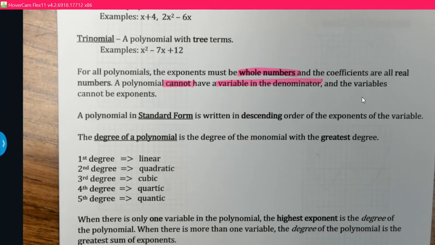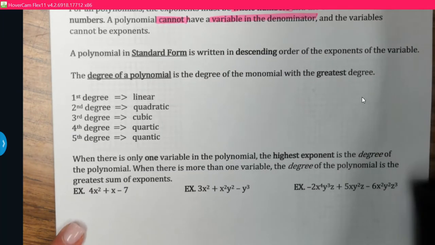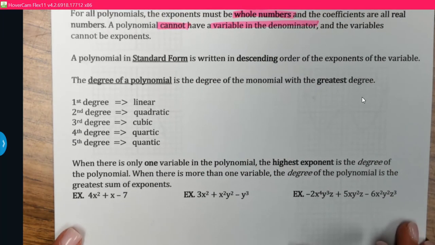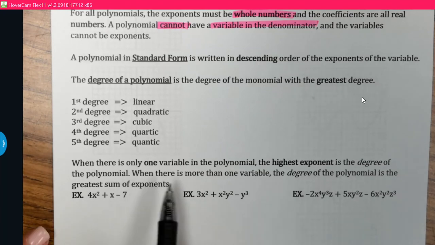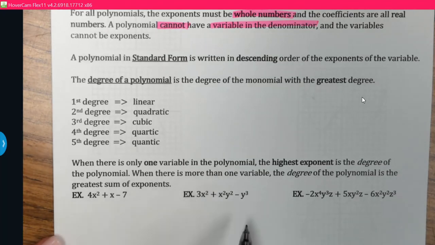So if you are given a polynomial and it asks for the degree, when there's only one variable in the polynomial, the highest exponent is the degree of the polynomial. When there is more than one variable, the degree of the polynomial is the greatest sum of the exponents.